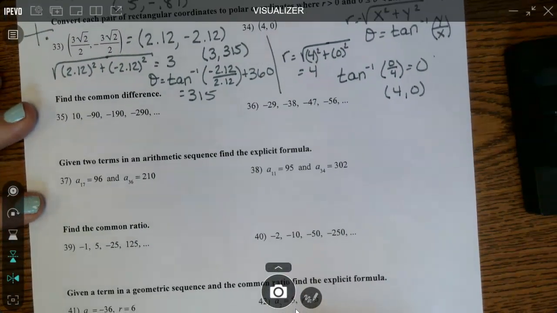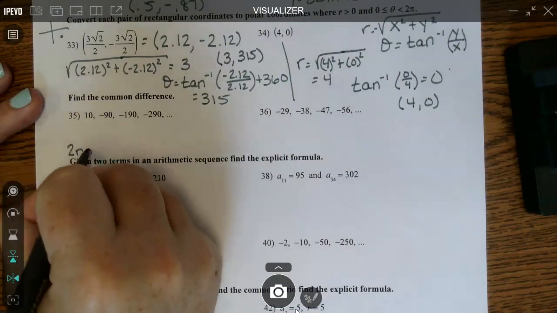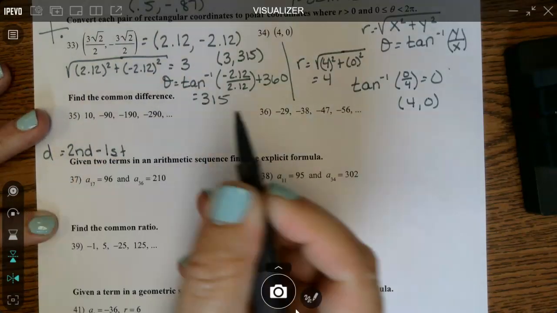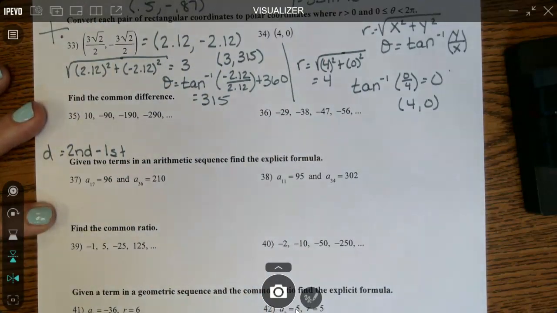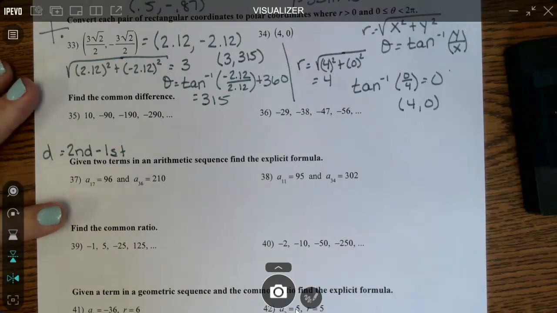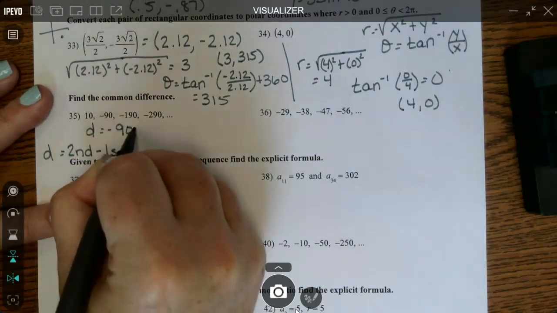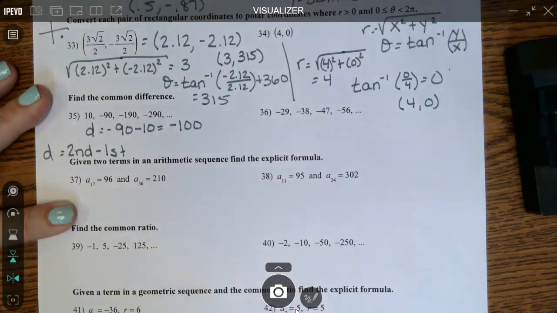Okay. Common difference. This is just the second term minus the first term. So pretty much, what do we have to add to get to the next one? So d equals negative 90 minus 10, and we get negative 100. And that's it.